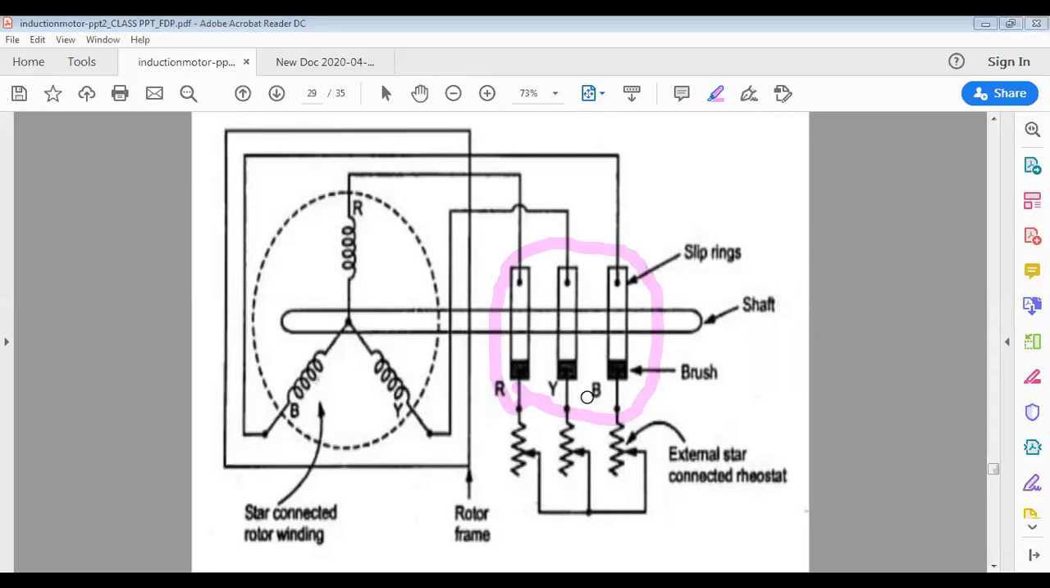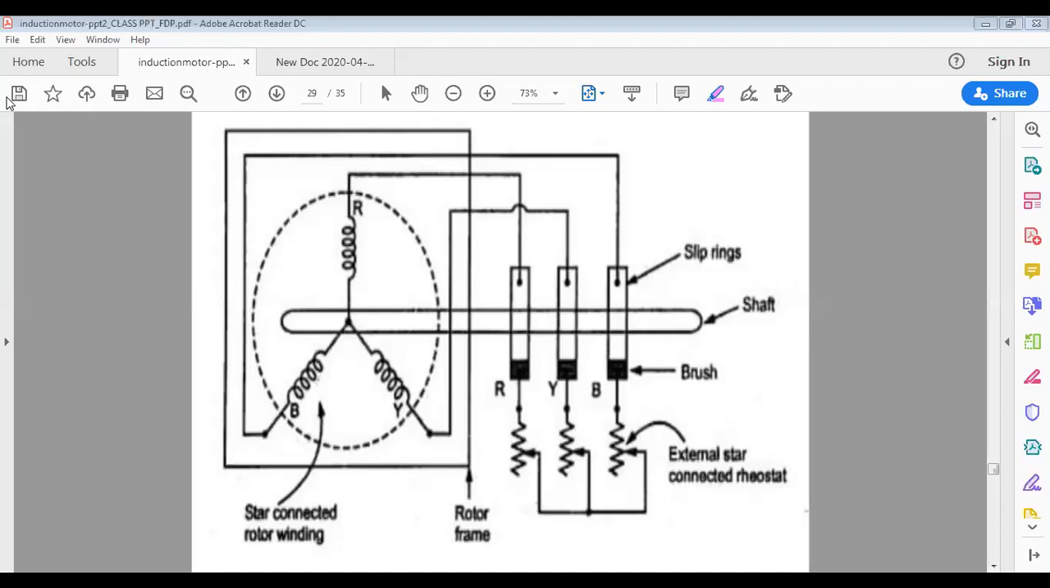Now you compare the rotor construction. In squirrel cage, bars are there. In slip ring, windings are there. So in which type is rotor construction simple? In squirrel cage or in slip ring? Squirrel cage or slip ring? Very good, squirrel cage. In a squirrel cage type of induction motor, rotor construction is simple.